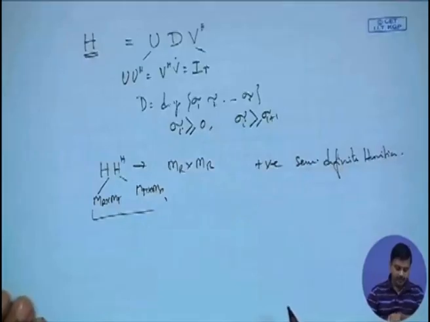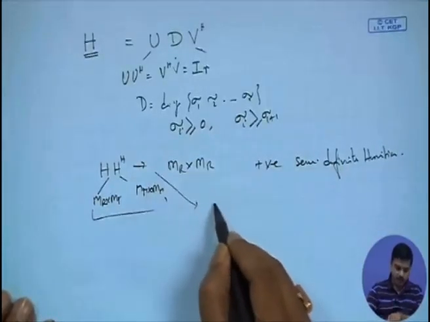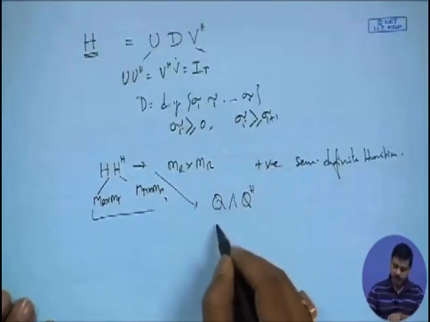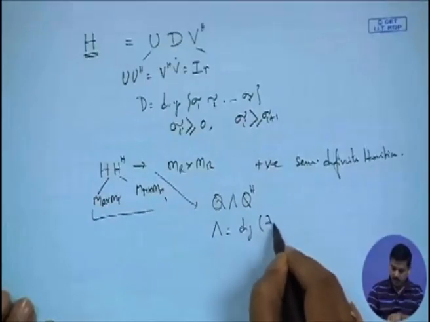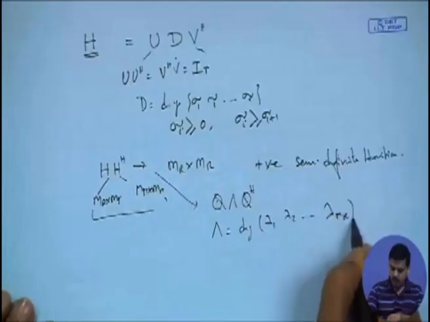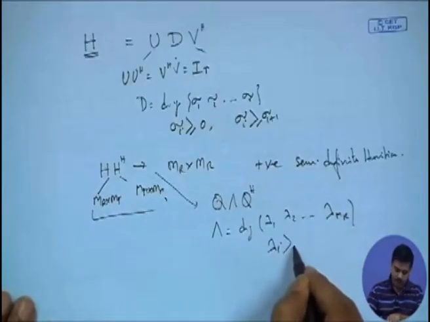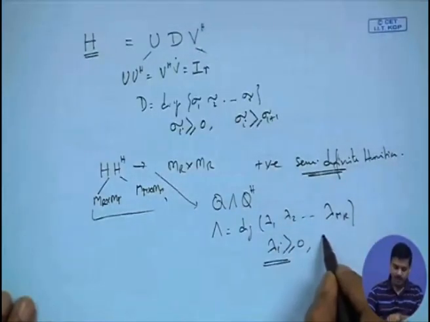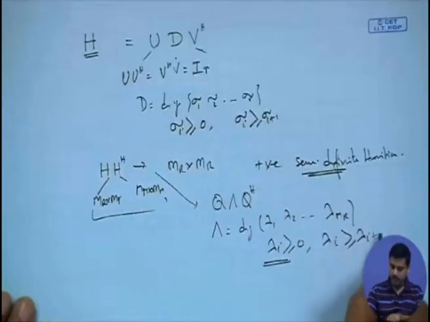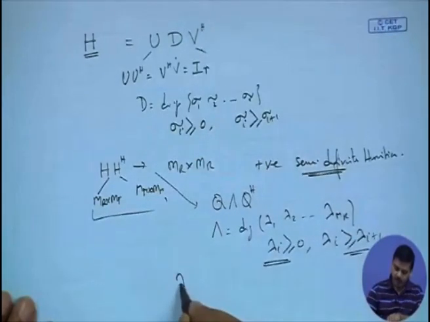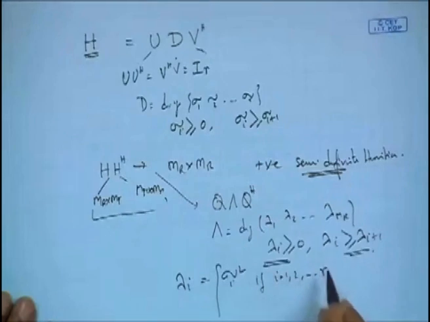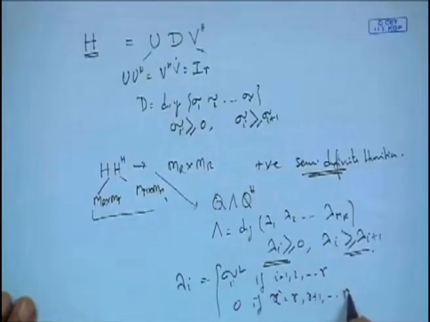a positive semi-definite Hermitian matrix, and it can be decomposed into Q lambda Q Hermitian, where Q are orthonormal matrices and lambda is the diagonal of lambda 1, lambda 2, up to lambda M_R, because there are M_R, and also it is true that lambda i is greater than or equal to 0, positive semi-definite. So semi-definite means each of the eigenvalues is greater than or equal to 0, and lambda i is greater than or equal to lambda i plus 1, that means it is ordered. And we also have lambda i equal to sigma i squared if i is equal to 1 up to R, and equal to 0 if i is equal to R plus 1 up to M_R, right.